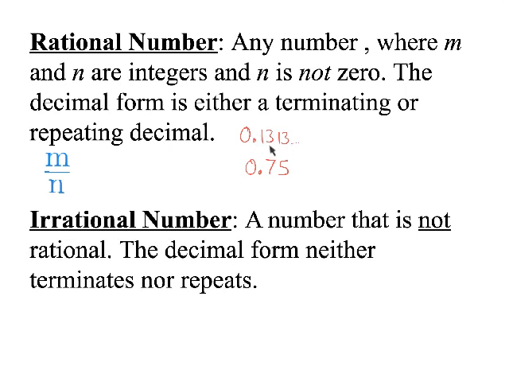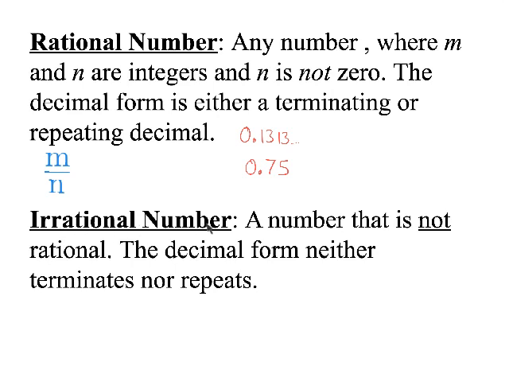This is called a repeating decimal. It goes 0.1313 forever. That is called a repeating decimal. And a terminating decimal is like 0.75, where there's no more numbers after that. So these are both decimal forms of a rational number, or of a ratio.